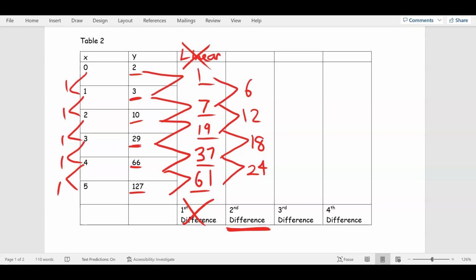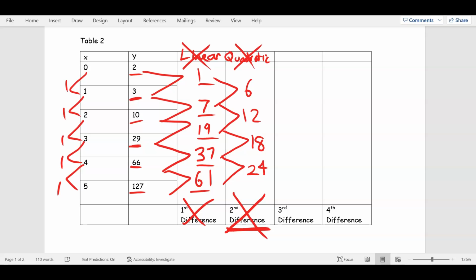Yes. All right. Now, is the second difference the same? If it was, it would be power 2, which is quadratic. Okay. But 6, 12, 18, and 24 are not the same. So guess what we're going to do? We're going to move on. It's not quadratic. Third difference.